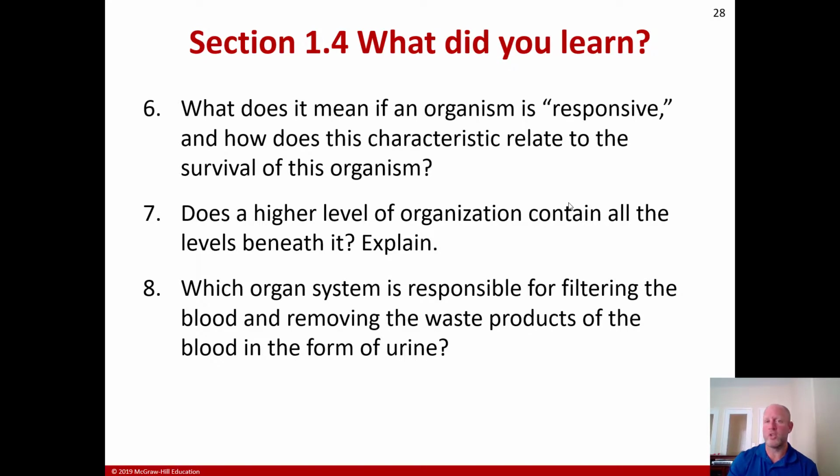Now that depends, like so many factors. Does a higher level of organization contain all the levels beneath it? You should be able to explain that. Which organ system is responsible for filtering the blood or removing the waste products of the blood in the form of urine? You should be able to break that one down. We just talked about it, right? Those basics you should be able to do at this point, and that is section 4, chapter 1.